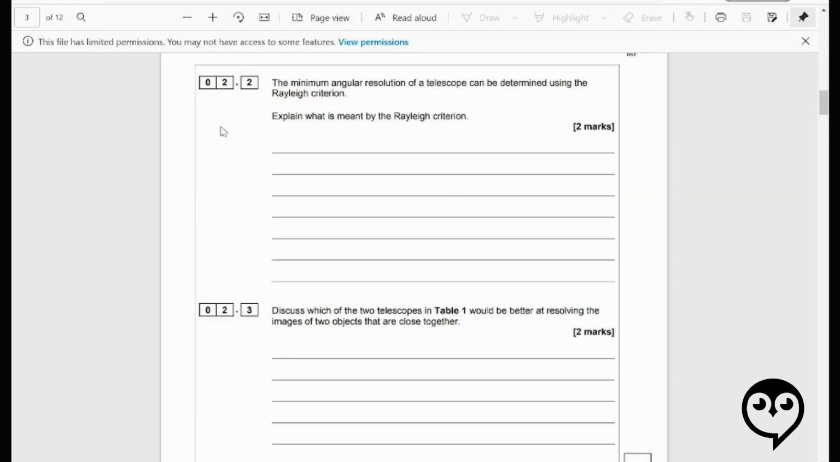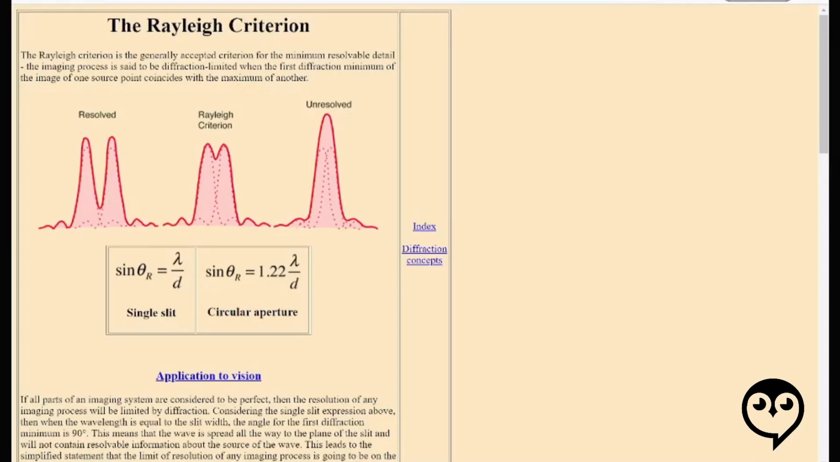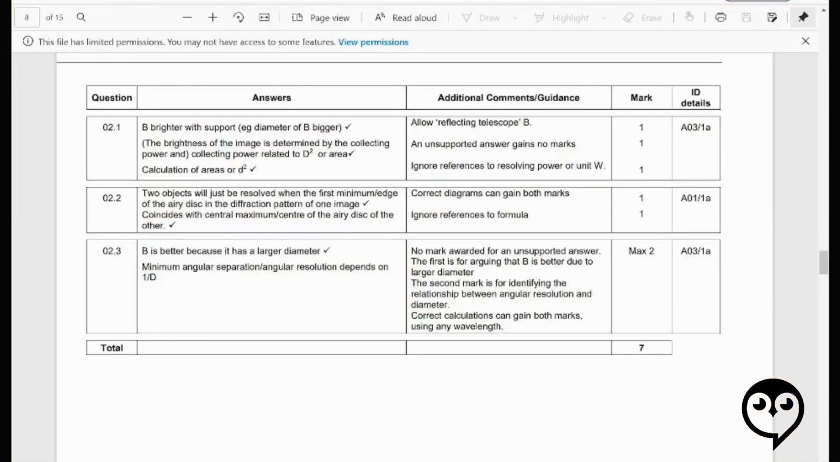The minimum angular resolution of a telescope can be determined using the Rayleigh criterion. Explain what's meant by the Rayleigh criterion. The Rayleigh criterion is the generally accepted criterion for the minimum resolvable detail of an image. And this is your formula, so you could mention something like that. You could write something like that.